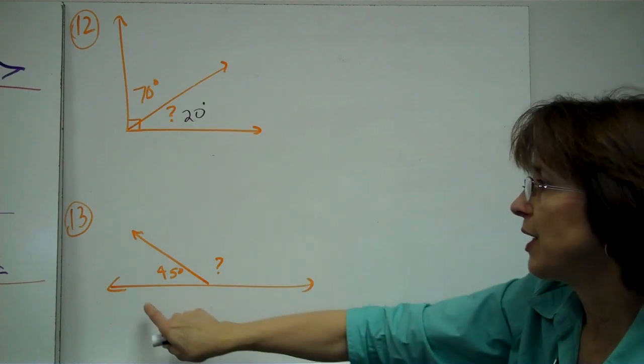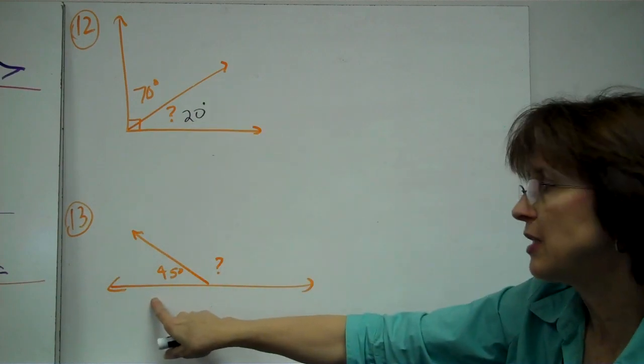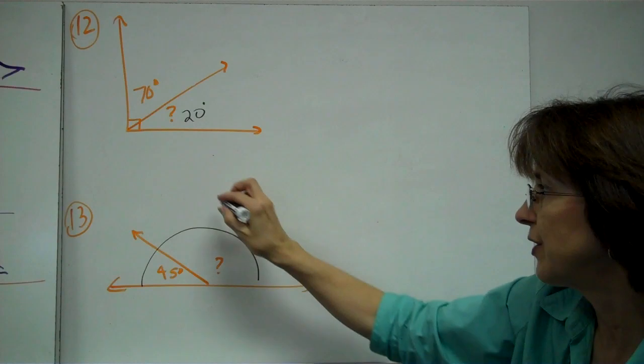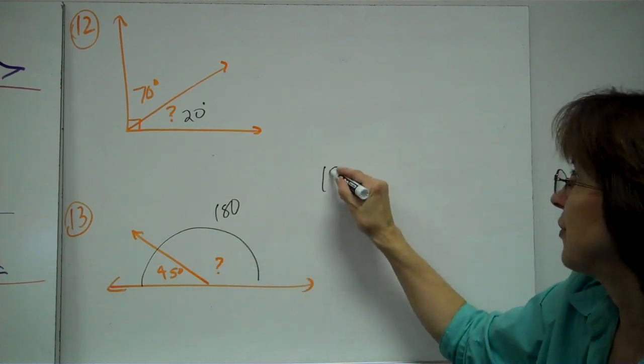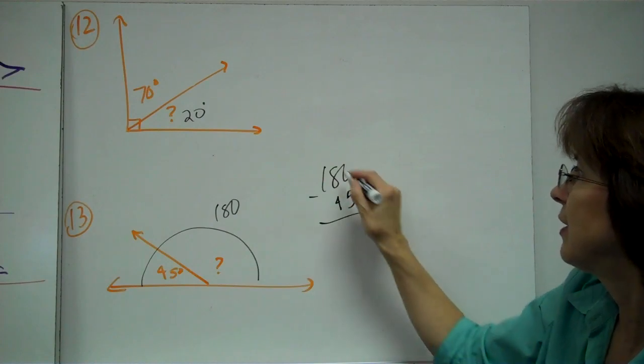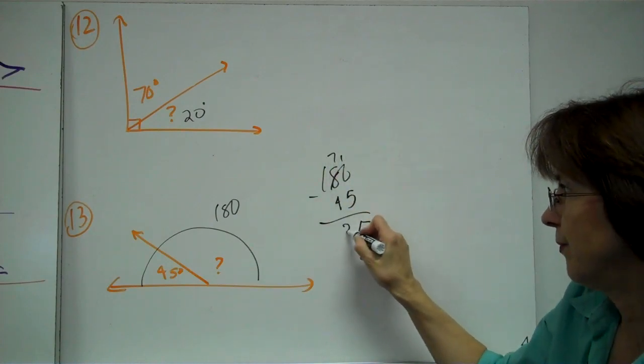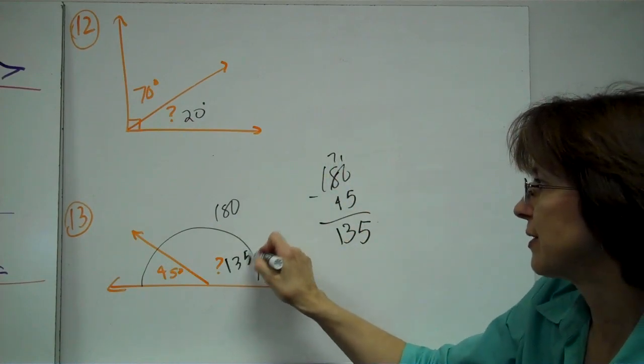All right, this one, I know these two angles form a straight line, so altogether it's 180 degrees. And these are supplementary. So if this is 45, I take 180 minus 45, which equals 135 degrees.